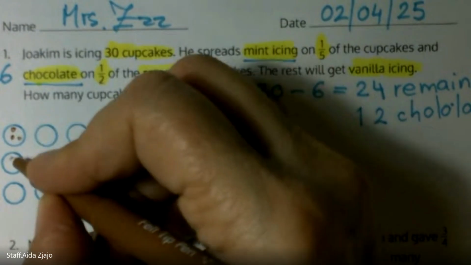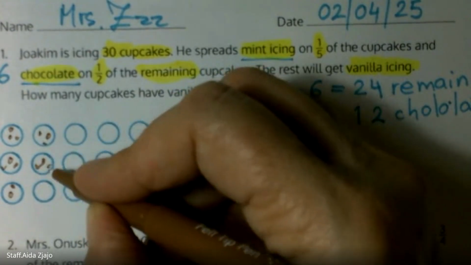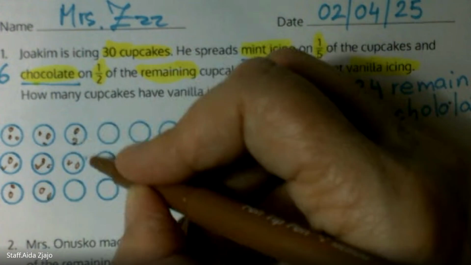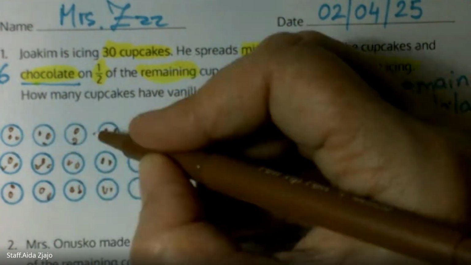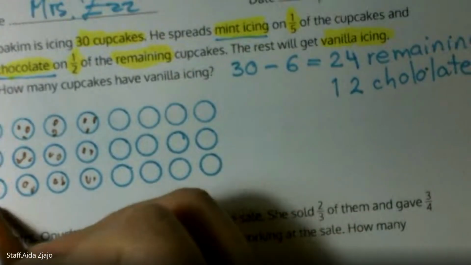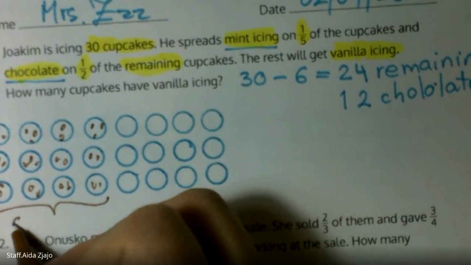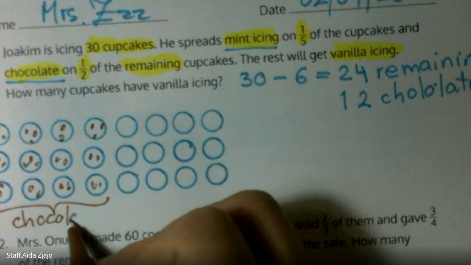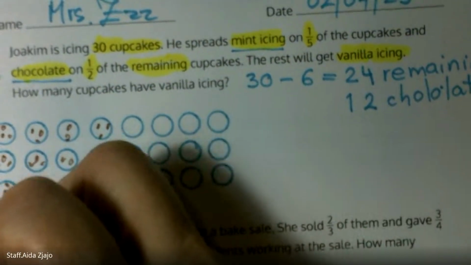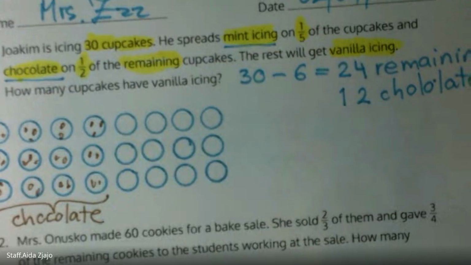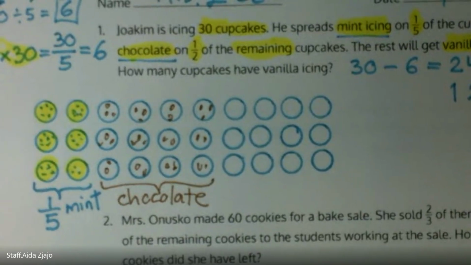I need to make 12 of them. So 6 and 6, that's 12. So this is chocolate, and this was mint. Okay, sorry, that was the mint and that was chocolate.